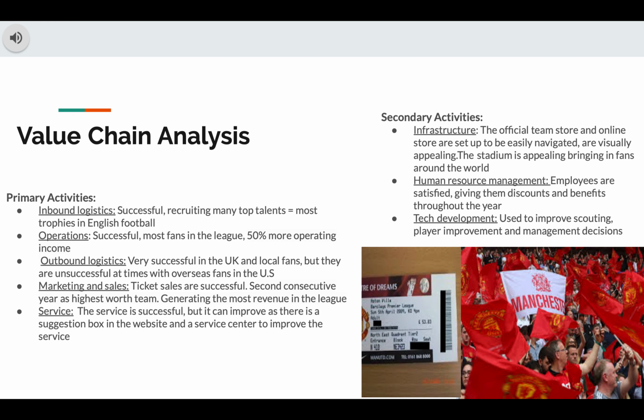Human resource management, the employees are satisfied and they get discounts and benefits throughout the year, including a flexible schedule and free food. And then there's tech development, and technology has helped to improve scouting, player improvement, and management decisions. The type of technology includes automation software, technology-supported customer service, and product design research, as well as data analytics used.